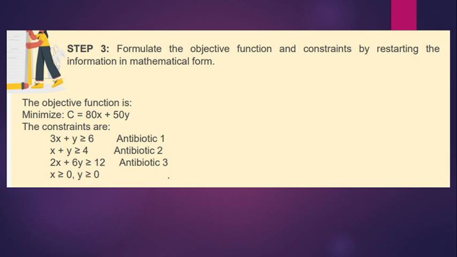And x plus y greater than or equal to 4 for antibiotic number 2. And 2x plus 6y greater than or equal to 12, the antibiotic number 3. And x is greater than or equal to 0, and y is greater than or equal to 0. So this is our non-negativity constraint.